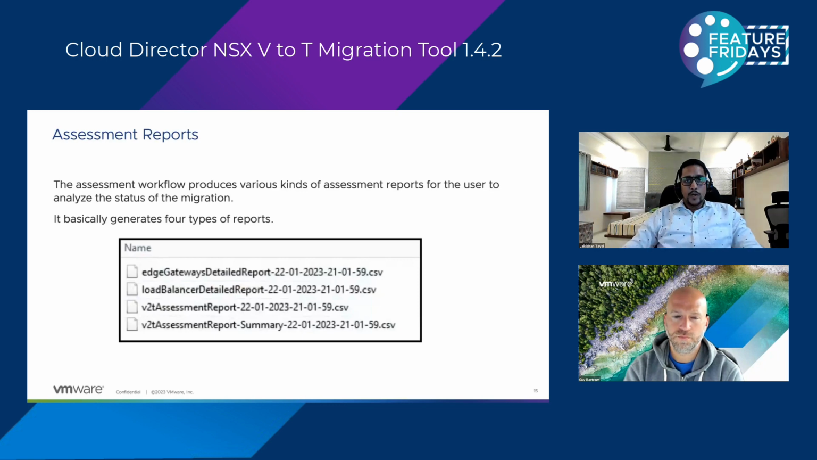As of today, it provides you 4 reports. One is your gateway report, one is your load balancer report, one is your summary report, and one is your detailed summary report. There are a couple of enhancements in this release for this report, which I'll talk about in the what's new section. But these 4 report files you get when you run the assessment.